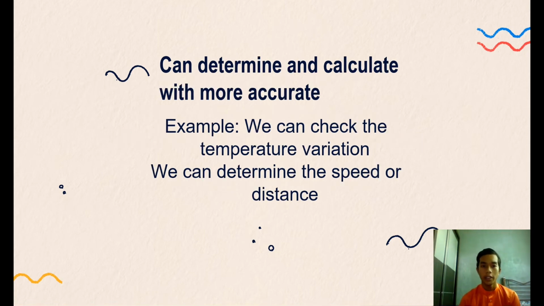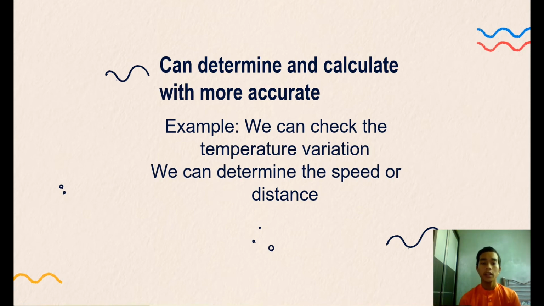Secondly, differentiation can determine and calculate more accurately. For example, we can check the temperature variation. We all know that temperature is very important to determine whether someone has a fever or not. During the pandemic, a person with a high temperature was not allowed to be in a crowded place.